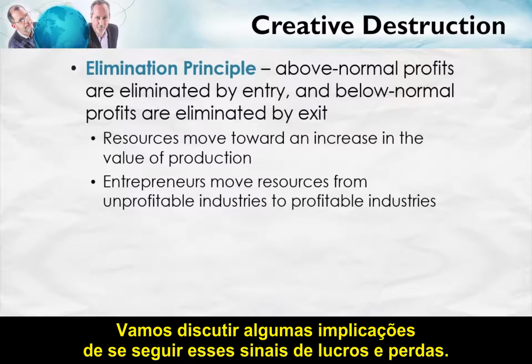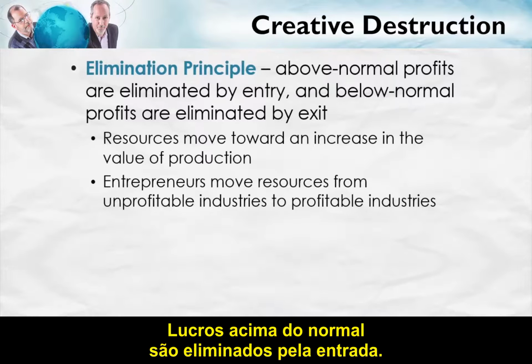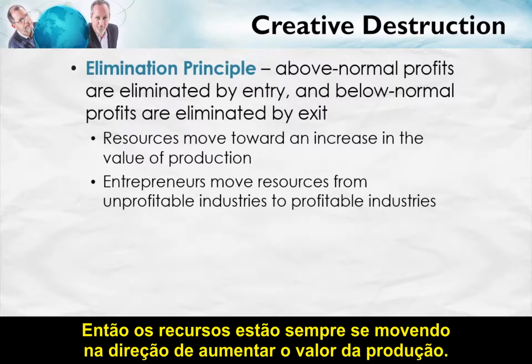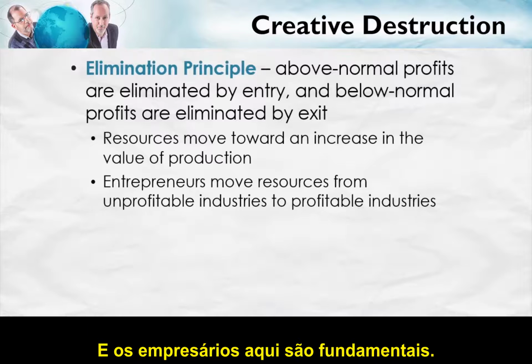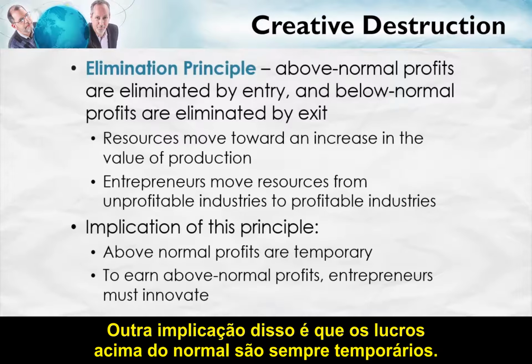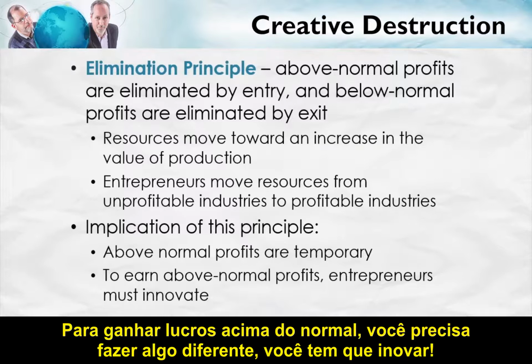Let's discuss some implications of following these profit and loss signals. First, the elimination principle. Above normal profits are eliminated by entry, and below normal profits are eliminated by exit. So resources are always tending to move towards an increase in the value of production. And entrepreneurs here are key. It's entrepreneurs who move resources from unprofitable industries towards profitable industries. Another implication of this is that above normal profits are always temporary. To earn above normal profits, you've got to do something different. You have to innovate.